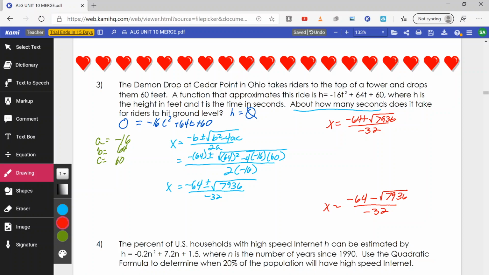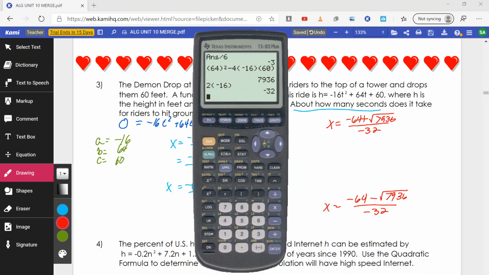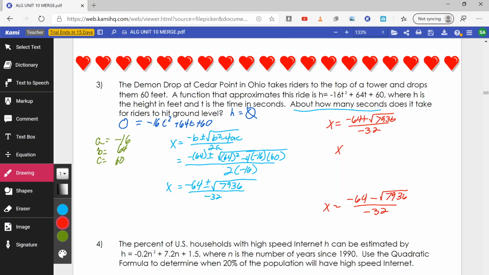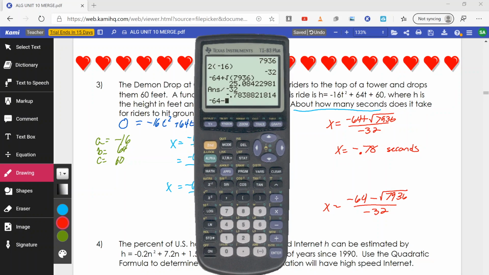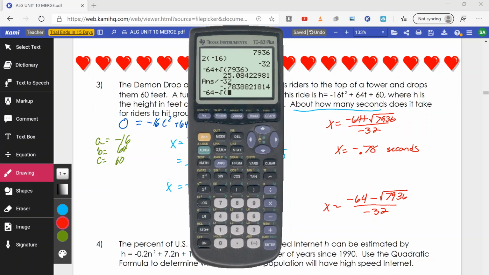So what I'm going to do is do the top part first, and then divide by the bottom. So we have negative 64 plus the square root of 7936, which gives me this decimal, and we're going to divide by negative 32, which gives us a decimal form. Again, dealing with time, so hundredths, so negative 0.78 seconds. And then we'll do the same thing over here. We have negative 64 minus the square root of 7936, and we divide it by negative 32. That gives us a rounded time of 4.78 seconds.